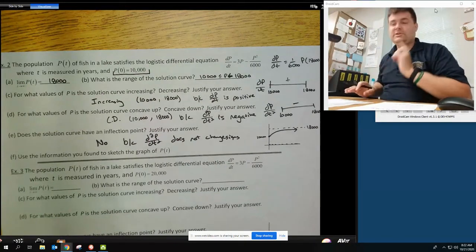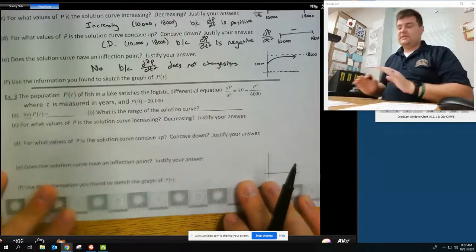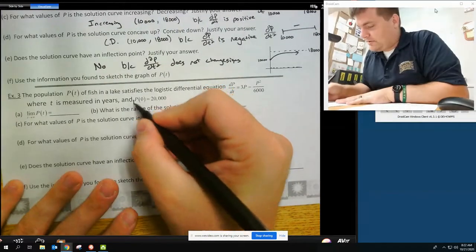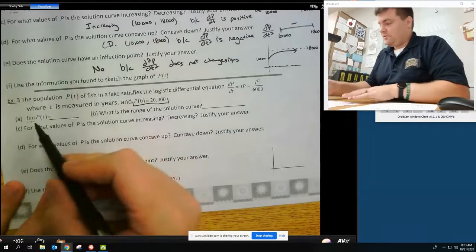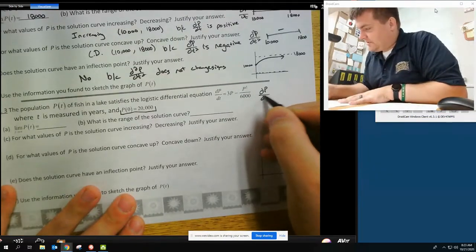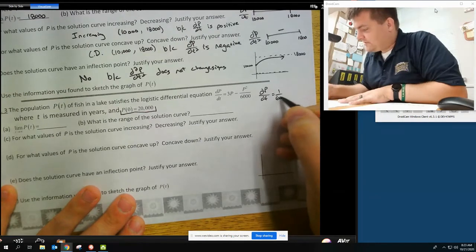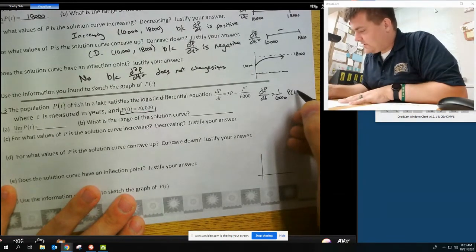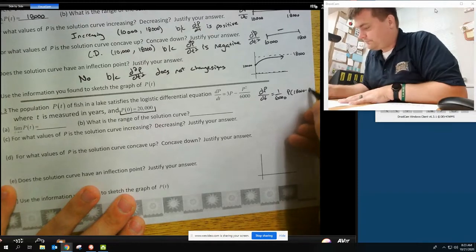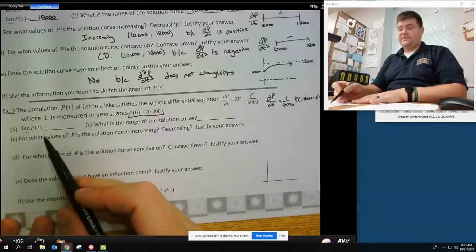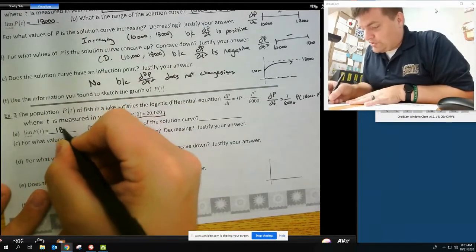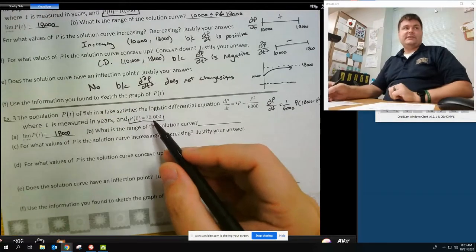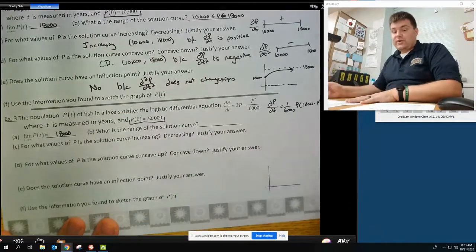Okay, let's talk about one more situation. Same prompt, everything's the same except my starting point is actually beyond the limiting capacity. So let's talk about what happens in that situation. Same idea here. We've got dp over dt equal to 1 over 6,000 times p times 18,000 minus p. So as I go out to infinity, my limiting capacity is still 18,000, which means I'm going to start at 20,000, and then I need to get down to 18,000.